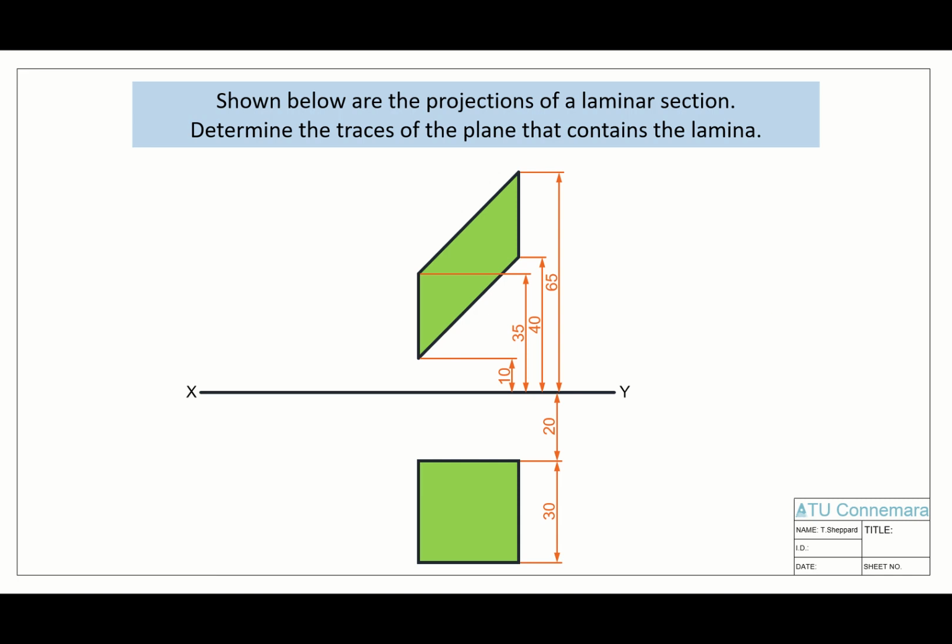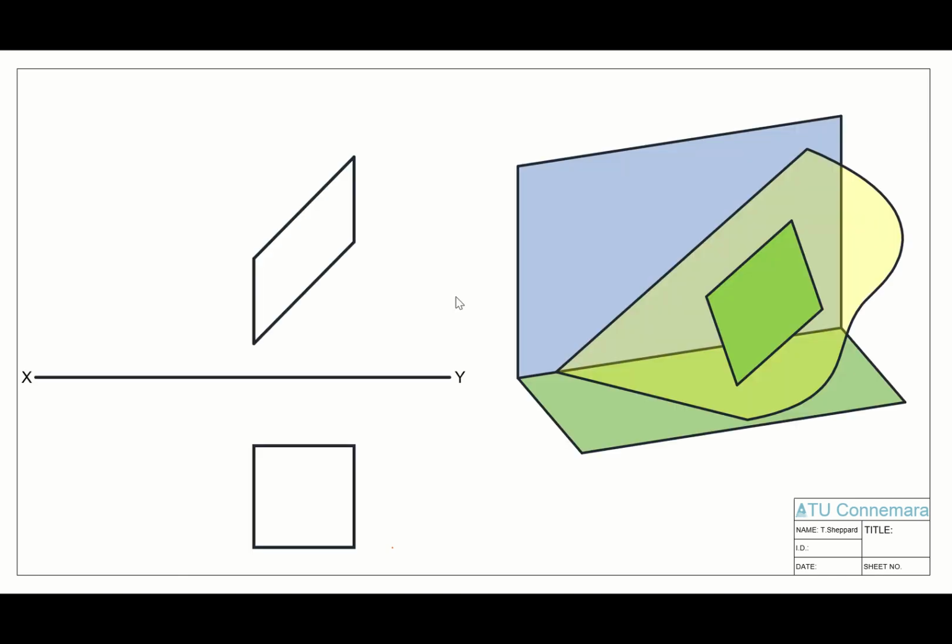So in this video we're going to look at exercise 3 of how to find the traces of a plane that contains a lamina. We have the elevation and the plan view of a square lamina, so basically a lamina with four sides to it. You can see in plan view it looks like a square, and in elevation, when it's projected onto the actual plane, you have this kind of diamond-like shape.